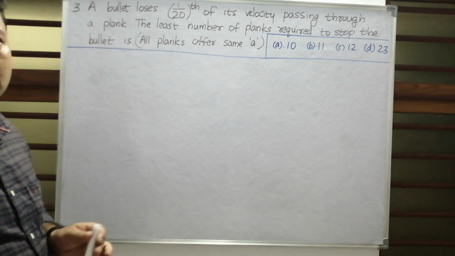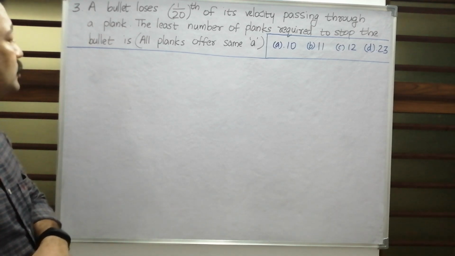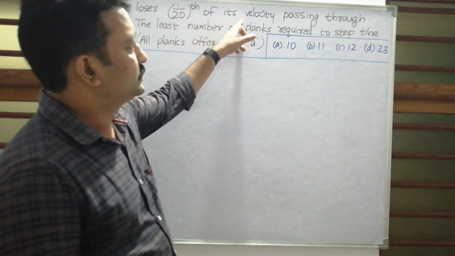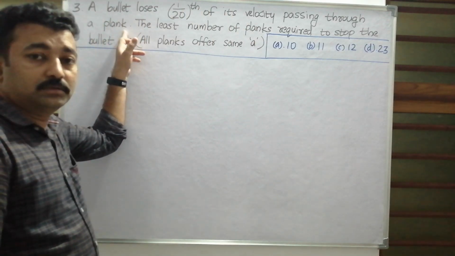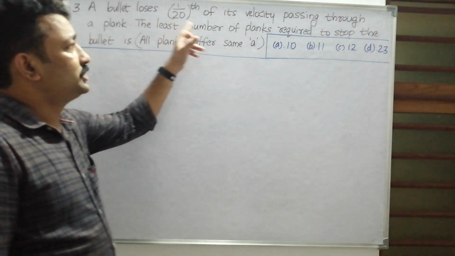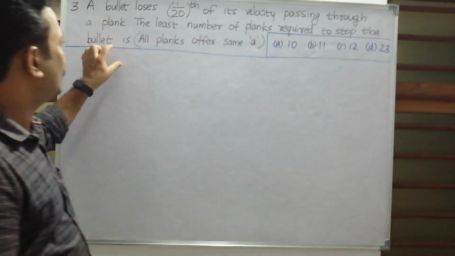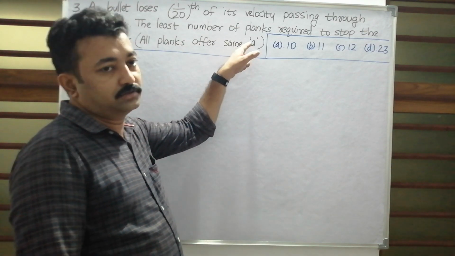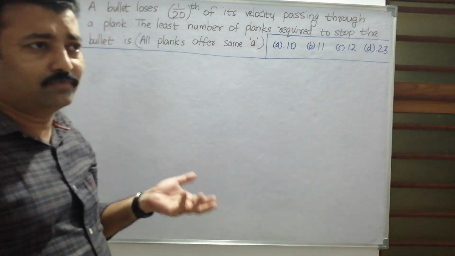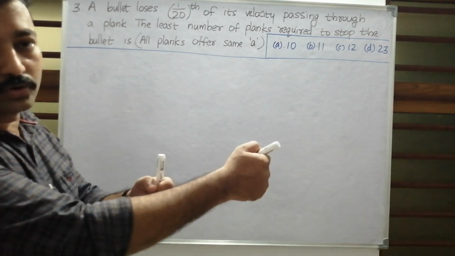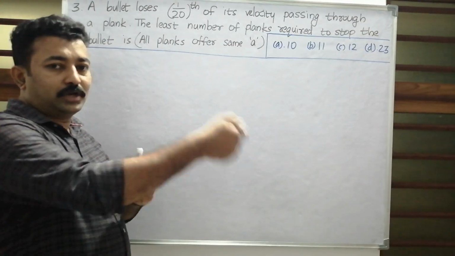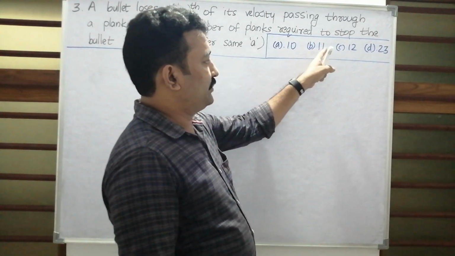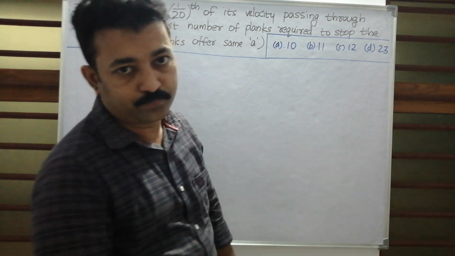Stopping problem here. A bullet has to be stopped. Problem is, a bullet loses 1 by 20th of its velocity passing through a wooden plank. The least number of planks required to stop the bullet is? Given that all the planks offer the same retardation, you know that a plank will offer retardation when the bullet is trying to go through it, it will oppose and its velocity is decreasing. Options: A is 10, B is 11, C is 12 and D is 23.